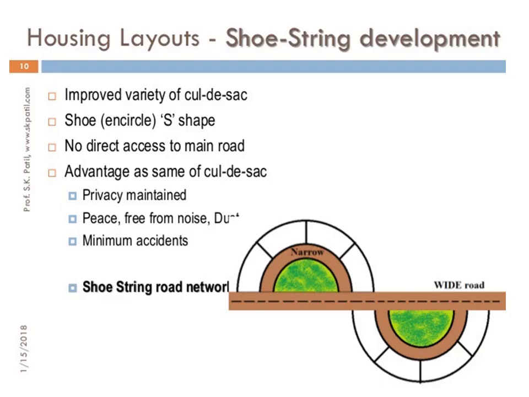This slide shows the housing layout, that is shoestring development, where the narrow and wide roads are shown. It is an improved variety of cul-de-sac, and the shoe, that is the encircling road, has the shape of S. No direct access to the main road is given. Advantages of cul-de-sacs are privately maintained, peace, free from noise, minimum accidents, and shoestring road network.